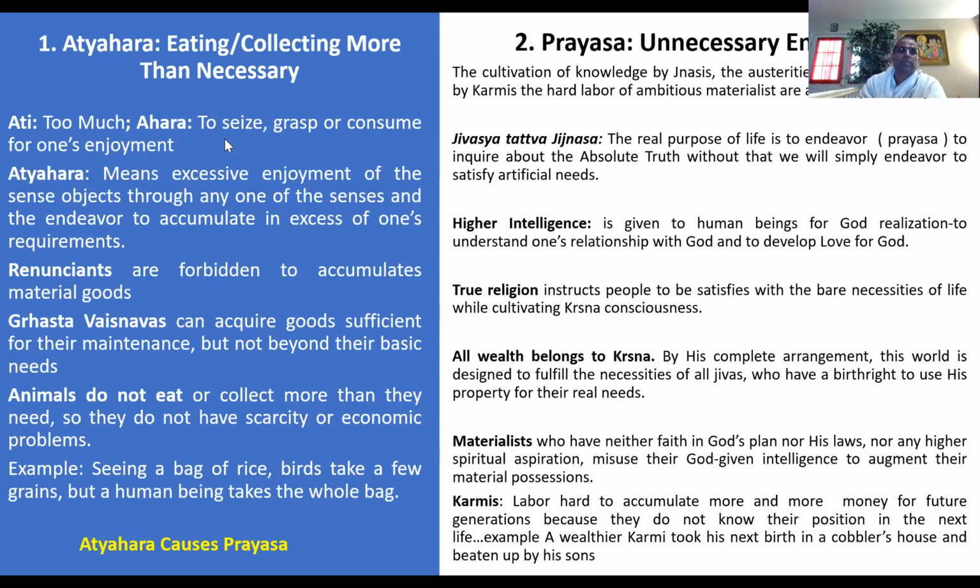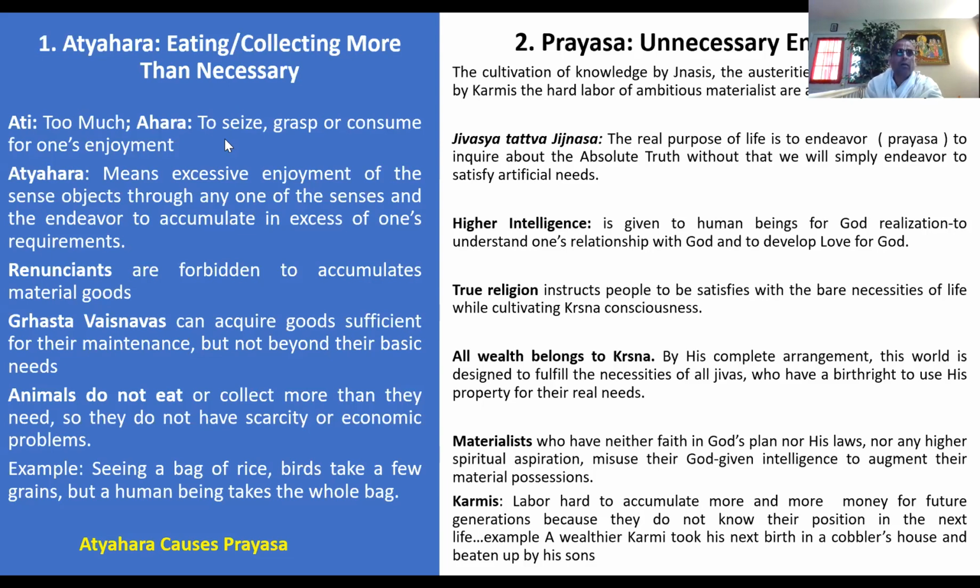So we'll go through the second element, second item out of those 6. Prayasa: the cultivation of knowledge by jnanis, the austerity and the vows undertaken by karmis, the hard labor of ambitious materialists are all examples of prayasa. So unnecessary endeavor.